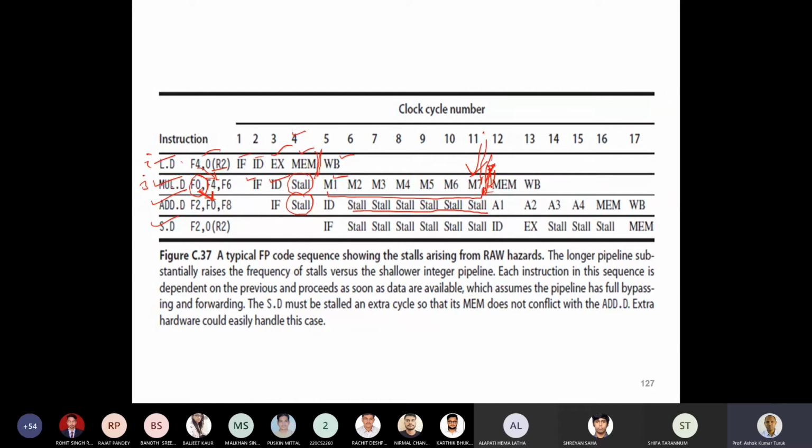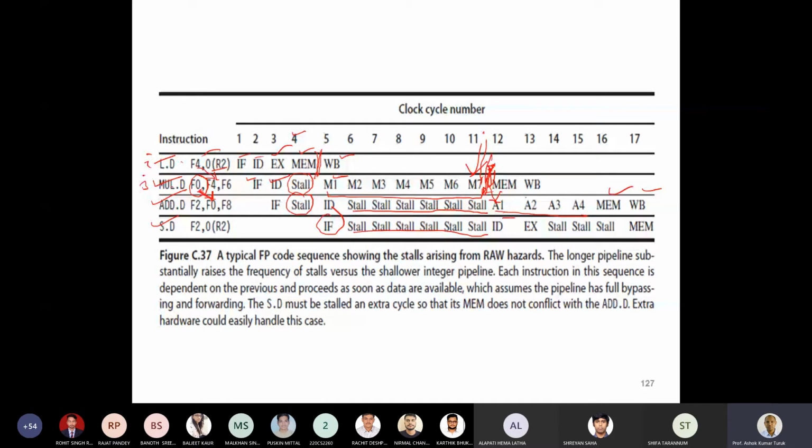Then by means of data forwarding, it goes to the A1 of the floating point ALU. So this takes 4 stages: A1, A2, A3, A4, memory, and write back. Look at the store instruction: it is fetched in clock cycle 5 because the previous instruction was stalled for 7 cycles. So this will also stall for 7 cycles.